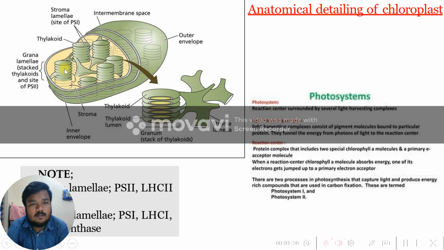Now this whole system is covered by the intermembrane space, and from the outer side it is covered by the outer envelope. Now if we specifically cut through or zoom into this section, we can see the thylakoid lumen. This is very important because most of the photosystems reside in this place and carry out the light reaction here.